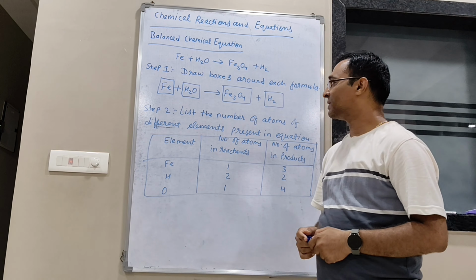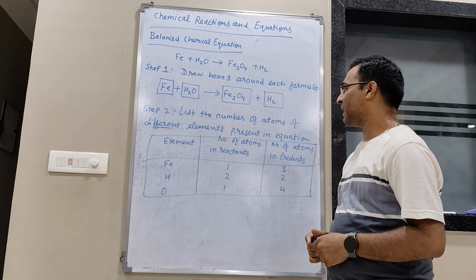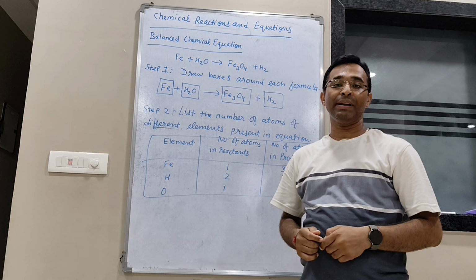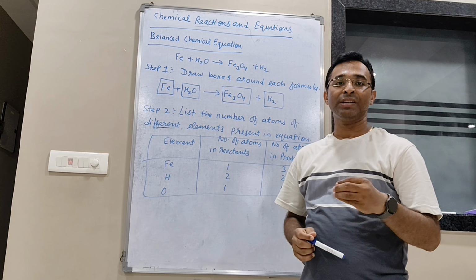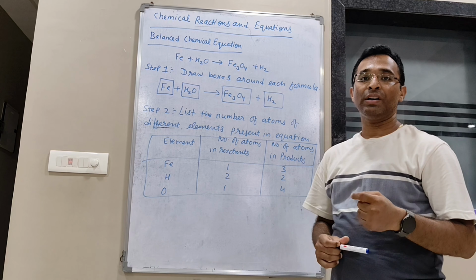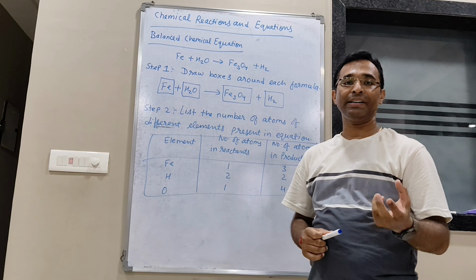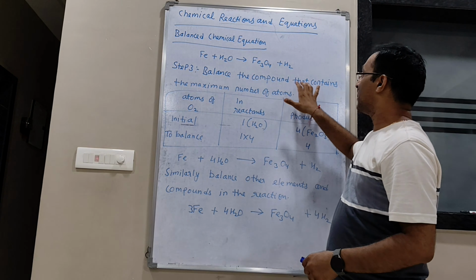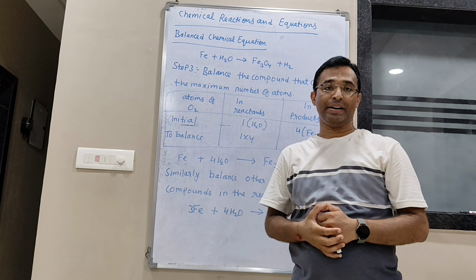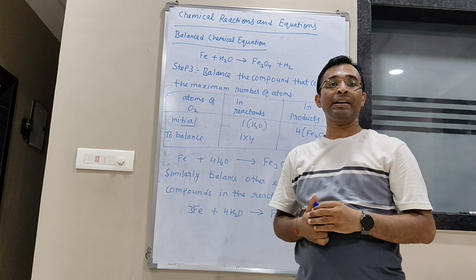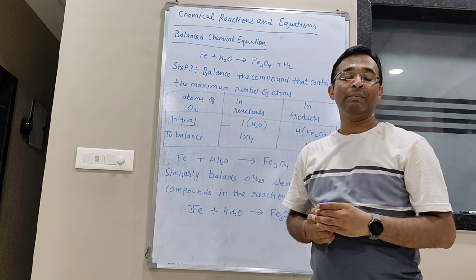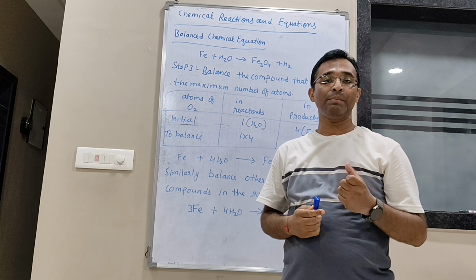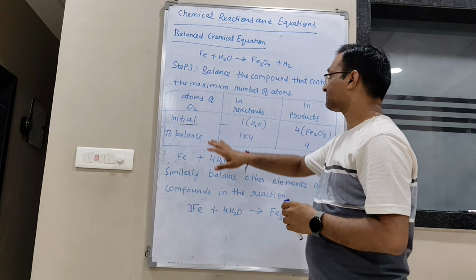Second, list the number of atoms of different elements present in the equation. Here we have to draw a table like this in which we will write each element and across it the number of atoms present on the reactant side and the product side. Step 3, balance the compound that contains the maximum number of atoms. In this step we start the balancing of an equation by taking the first compound which has the maximum number of elements in it.